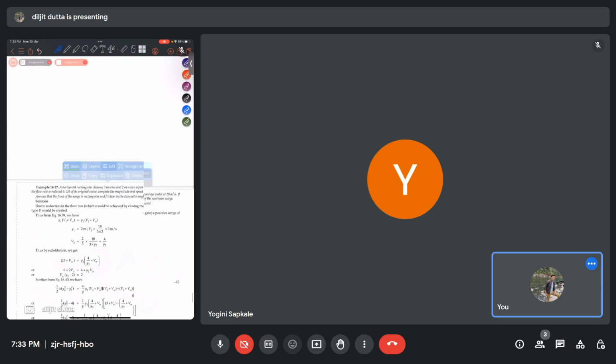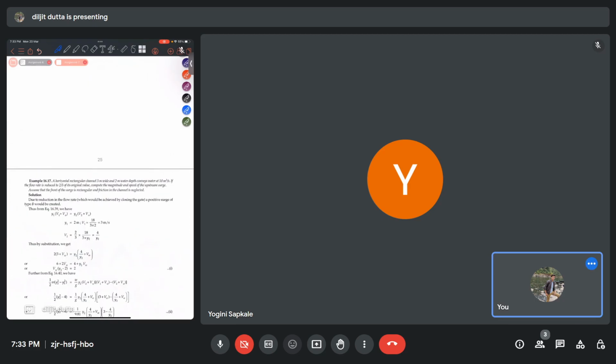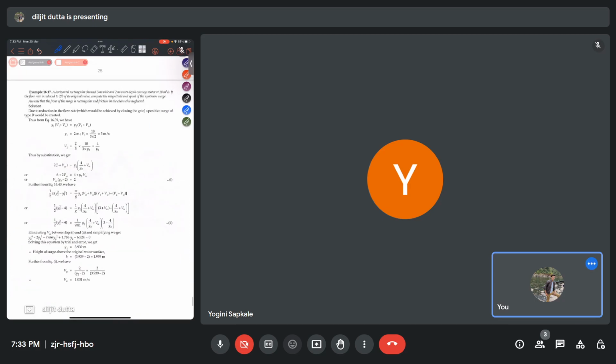Okay, we will see one final question. This is similar to the first question. In a horizontal rectangular channel, 3 meter wide and 2 meter water depth, conveying water at 18 meter cube per second, if the flow rate is reduced to 2/3 of the original value, compute the magnitude and speed of the upstream surge. So we have to obtain the speed of the upstream surge. Assume that the front of the surge is rectangular and the friction in the channel is neglected.